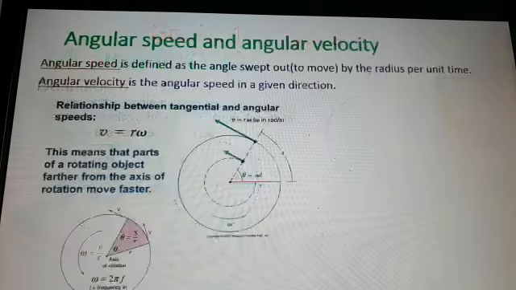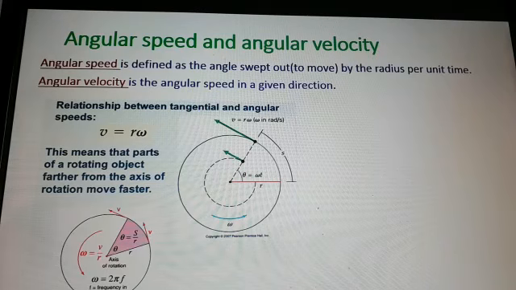Next one is angular speed and angular velocity. For an object moving in a circle, the angular speed is defined as the angle swept out by the radius per unit time, and angular velocity is the angular speed in a given direction, for example a clockwise direction. The unit of angular speed and angular velocity is radians per second. For a circular motion, we have to measure the angle in radians. So the unit of angular speed is radians per second.